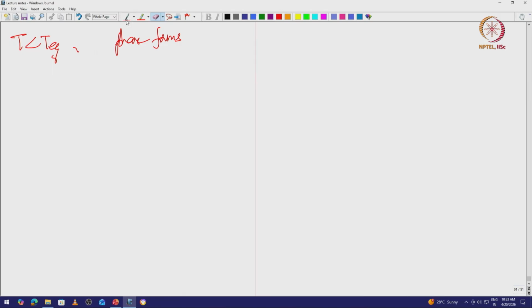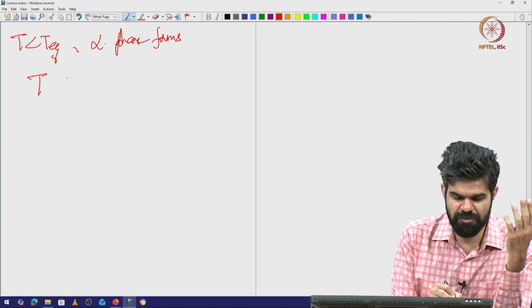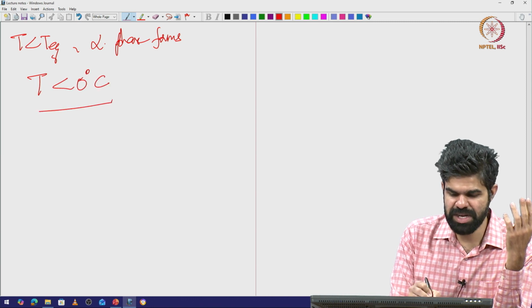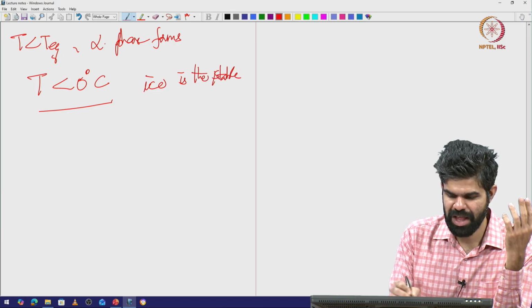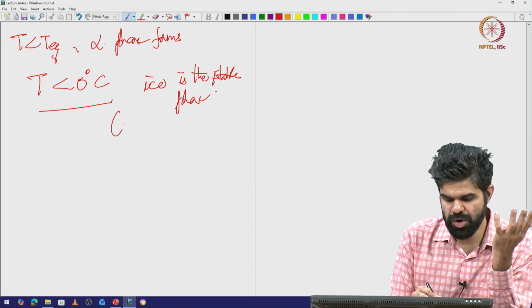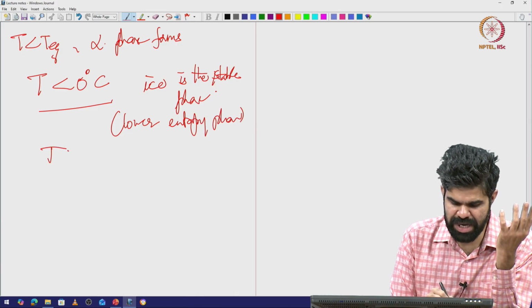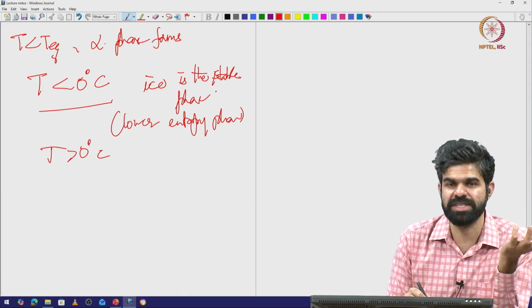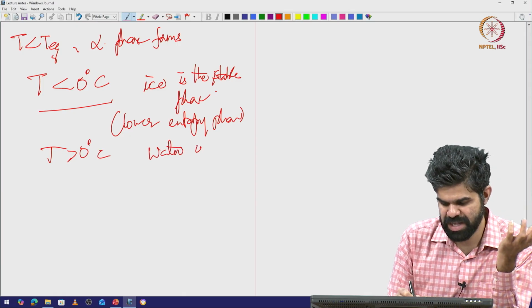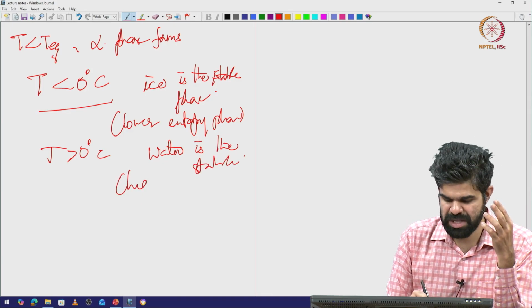right. So, this is like saying if temperature is less than 0 degree Celsius in case of water, ice is the stable phase, right, and ice is a lower entropy phase than water. T greater than 0 degree Celsius, then I have liquid phase, or water is the stable phase. Water is like my beta phase, right. This is a higher entropy phase.